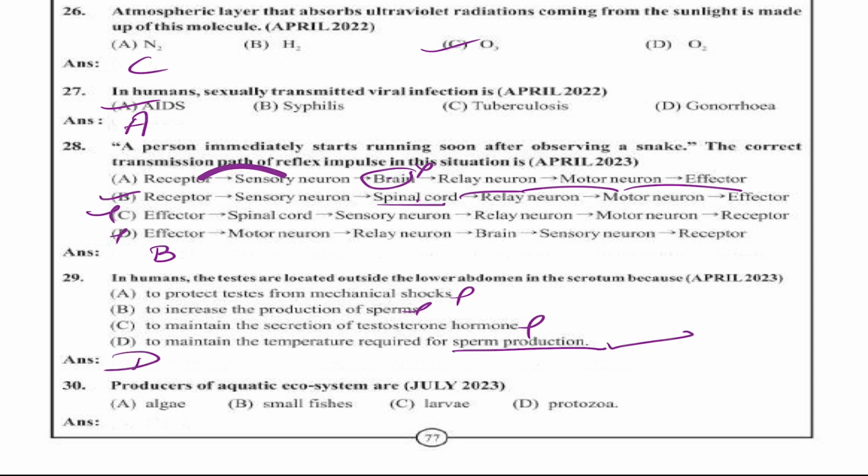Coming to the 30th question. Producers of aquatic ecosystem are. Who are the producers of aquatic ecosystem? It is the algae. Option A is the right answer.